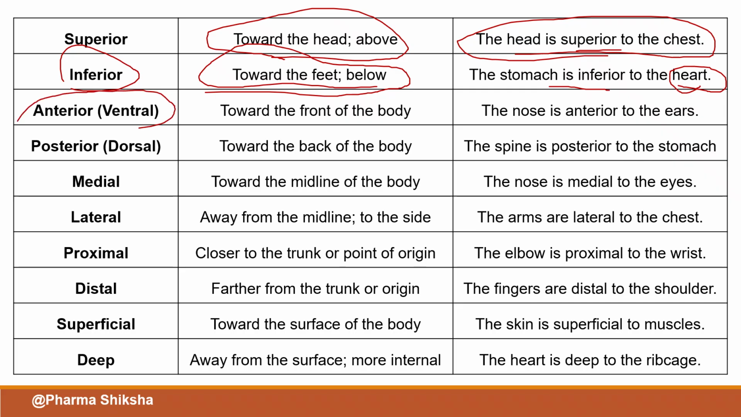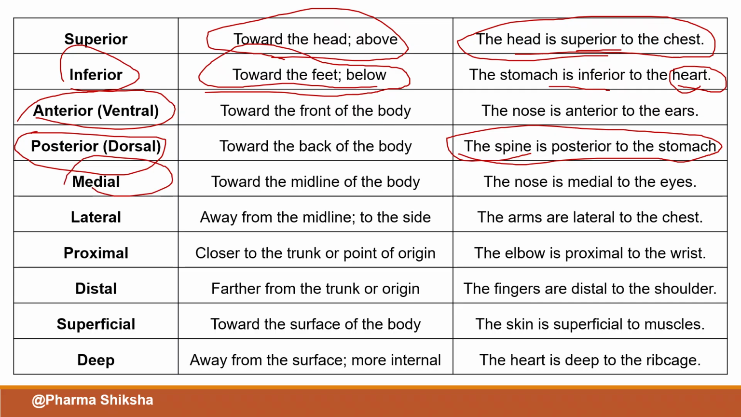And next you can see ventral and dorsal. Ventral means anterior, the front portion, and the back side is dorsal. The front of the body you can call the anterior and the back side of the body the posterior. For example, the nose is anterior to the ears, and in the case of posterior, the spine is posterior to the stomach. The spinal cord will be on the back side.